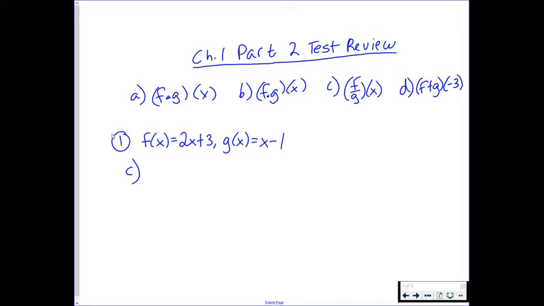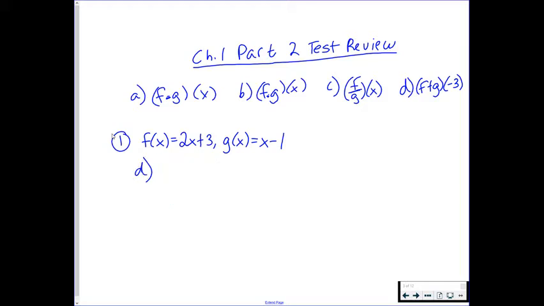On question C, it says take f and divide by g. That's all I'm going to do. F is 2x plus 3 divided by g, which is x minus 1. The numerator, we cannot factor it at all because they don't have anything in common. And the denominator, we can't factor either. So we're done. C is just simply dividing the top and the bottom.